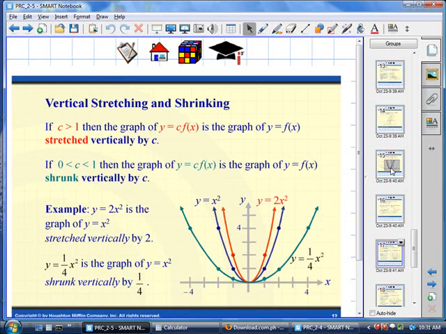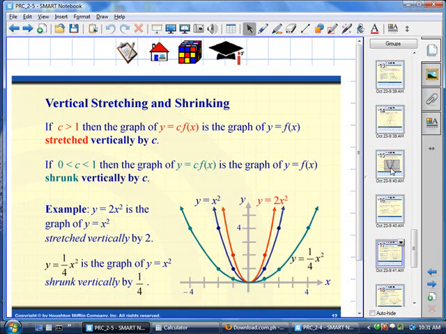Okay, so let's see, we're on, topic one was jacking up and shoving down, vertical shifting. Topic two was horizontal shifting. Topic three is we can also do what we call stretching and shrinking. And that happens by putting a multiple out in front.